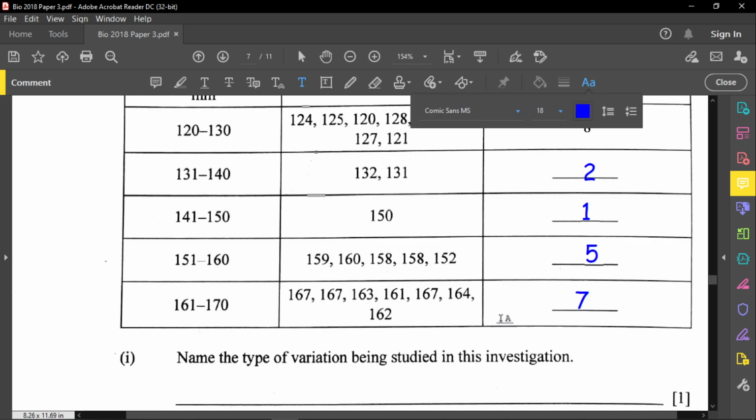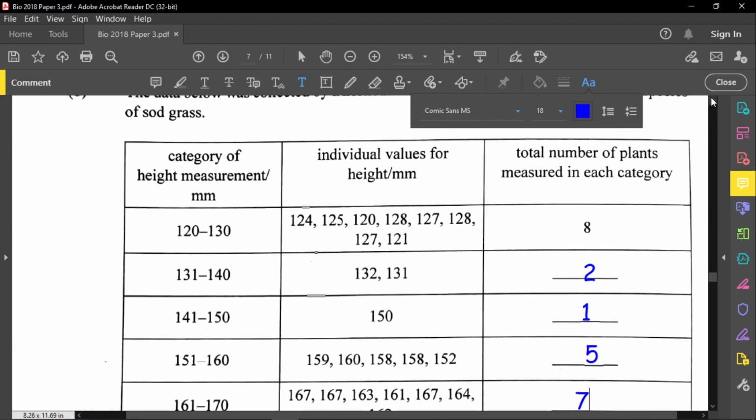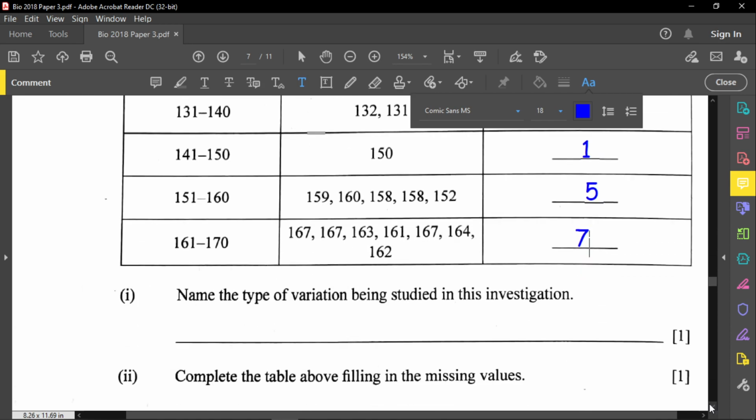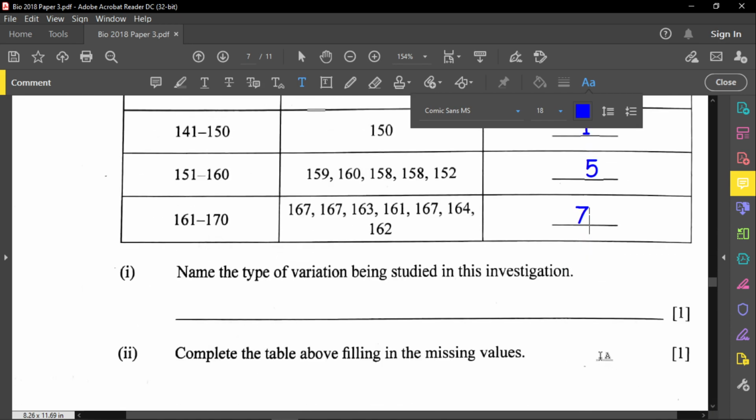I know they're going to ask us to name the type of variation being studied. So this is the first part of the question: name the type of variation being studied in this investigation. What are we investigating again? We're investigating height. If you're investigating the height of grass, then because it can change over a large range, it is what we call continuous variation. So the type of variation is continuous.